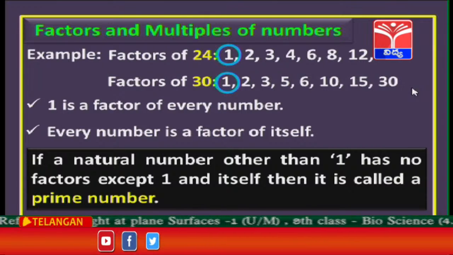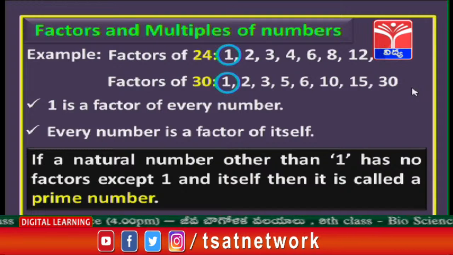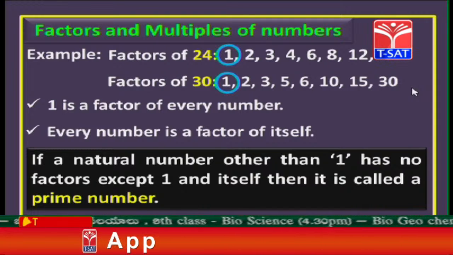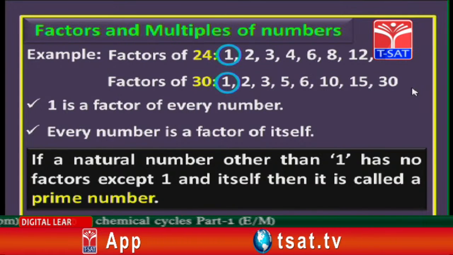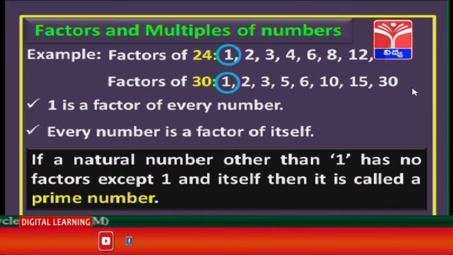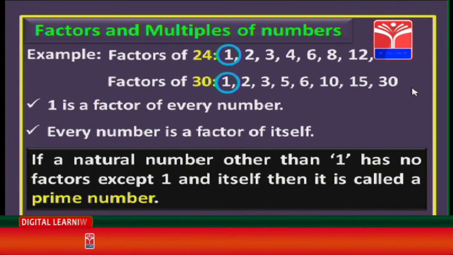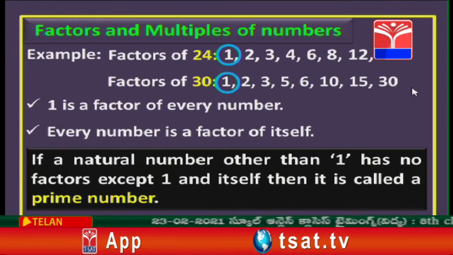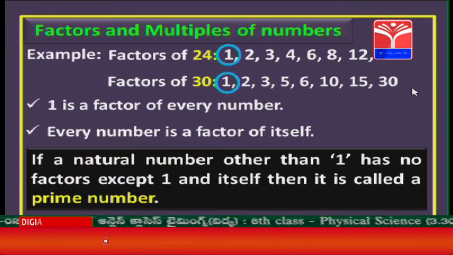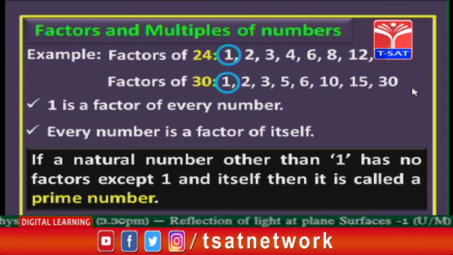Okay, children. So, if a natural number other than 1 has no factors except 1 and itself, then it is called a prime number. So, what are prime numbers, children? Yes, prime numbers are 2, 3, 5, 7, 11, 13 and so on. Why do we call them as prime numbers? Because they have only two factors, that is 1 and the number itself. So, if you take a look at 13, what are the factors of 13? 1 and 13. So, 1 will be the common factor and also the number itself is a factor. Such type of numbers which have only two factors are called prime numbers.